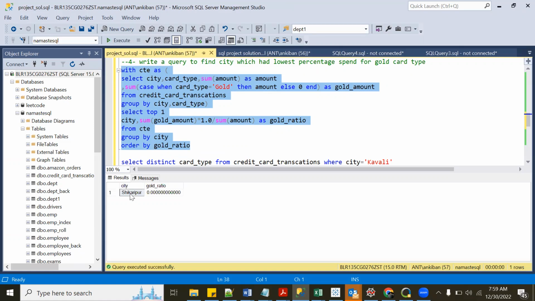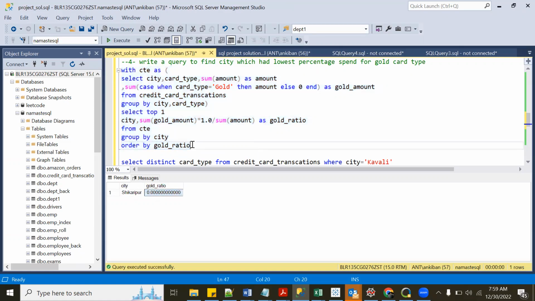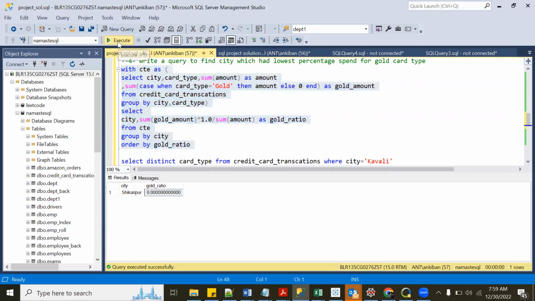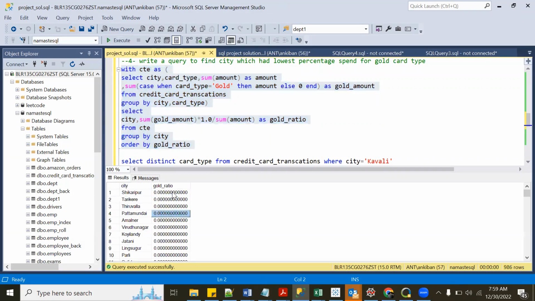So you are getting Shikhar pool because the gold ratio is zero, right? If I remove top one, there will be multiple cities where this is zero. So there are multiple cities. I just filtered out those cities and then checked which has the lowest. Okay, does the coalesce function work here in SQL Server? Yeah, coalesce works. So we can use coalesce, right? Yeah, you can skip this and use coalesce also here.